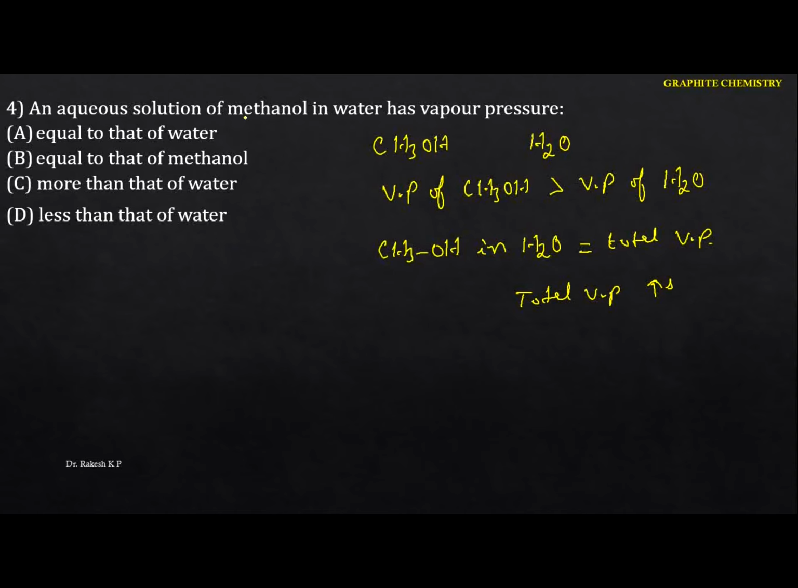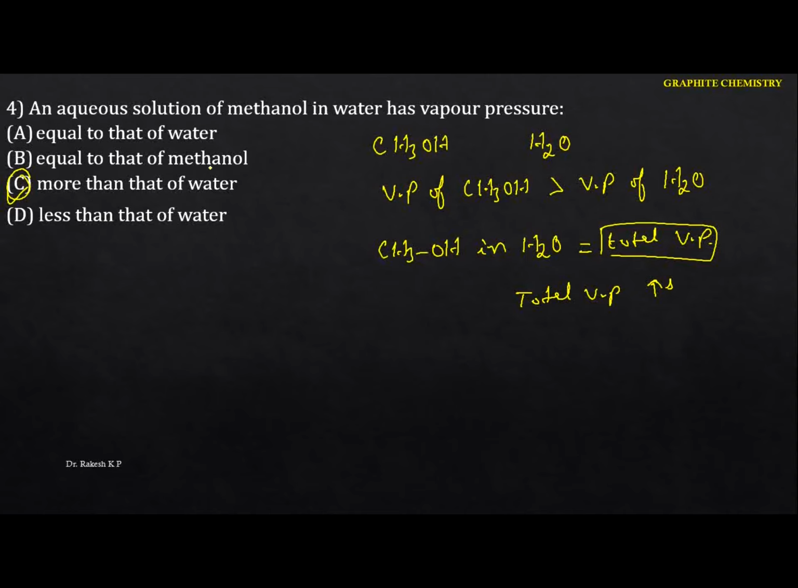Okay, the aqueous solution of methanol in water has a vapor pressure. That means this methanol in water refers to the total vapor pressure, which will increase. Now we have to identify what this will be. Here the total pressure will be more than that of water. It is not equal to the water because we are adding methyl alcohol, and the vapor pressure also becomes more.